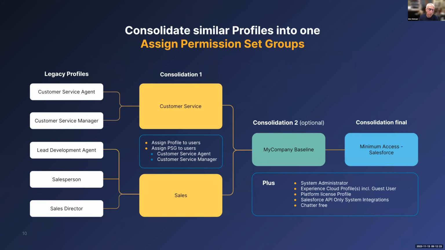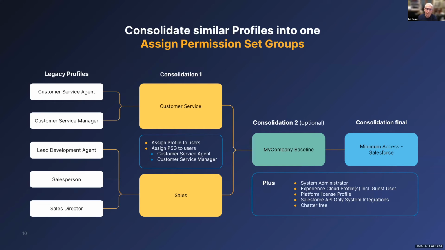Another approach, and this is what we recommend here, is to do it stepwise. Let's look at this picture here. On the left-hand side, let's imagine you have a bunch of legacy profiles. Two of them are customer service related, the agent and the manager. Three of them are sales related: lead development, salesperson, sales director. So the first consolidation, to avoid messing stuff up and doing the least amount of potential harm to your running org, is to consolidate the legacy profiles into a fewer number of profiles.